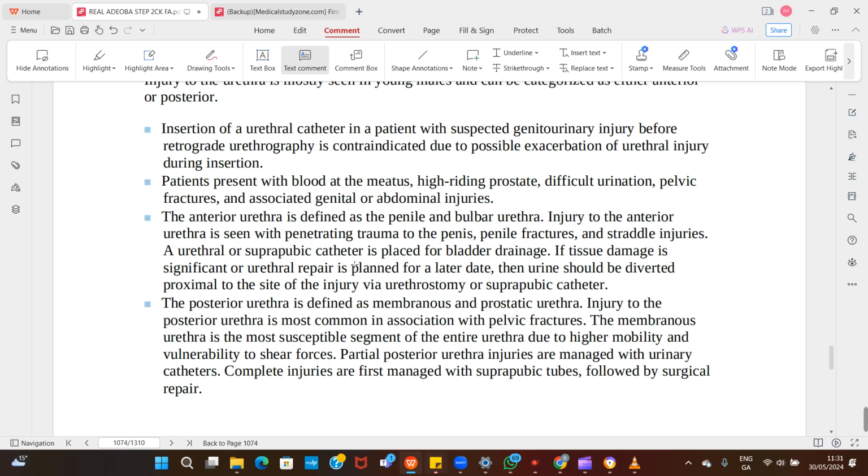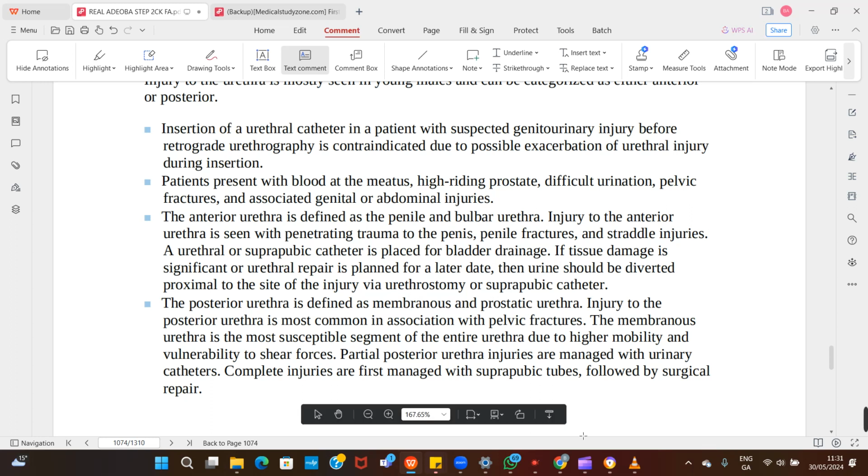But if the tissue damage is very significant and you want to move the urethral repair to another day, you can divert the urine proximal to the site of the injury using your ureterostomy. Just make a small incision and connect a tube to it to drain it out, or you can insert a suprapubic catheter in the bladder.